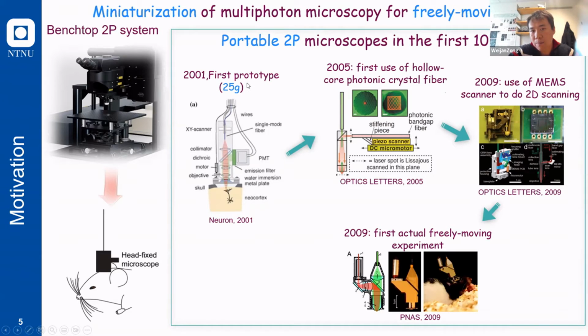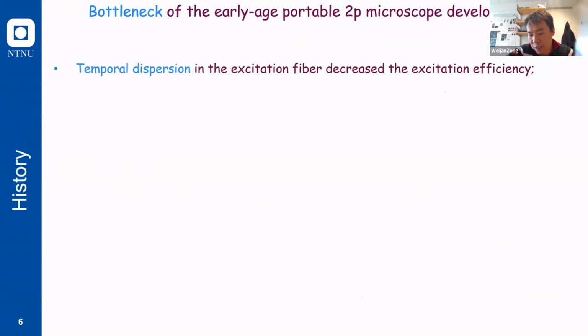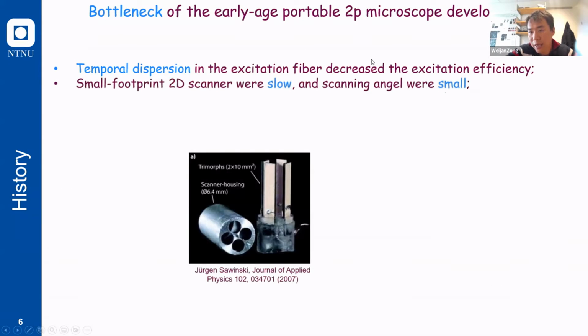But at the beginning, this miniature microscope was still quite heavy and could not be used in small rodents such as mouse. Several works followed up and developed different parameters, but none of them really worked in freely moving animals. The problem of these early miniature microscopes was, first of all, the dispersion in the excitation fiber, which decreased the excitation efficiency. So you cannot have a really high power pulse that can be used to do multi-photon imaging.